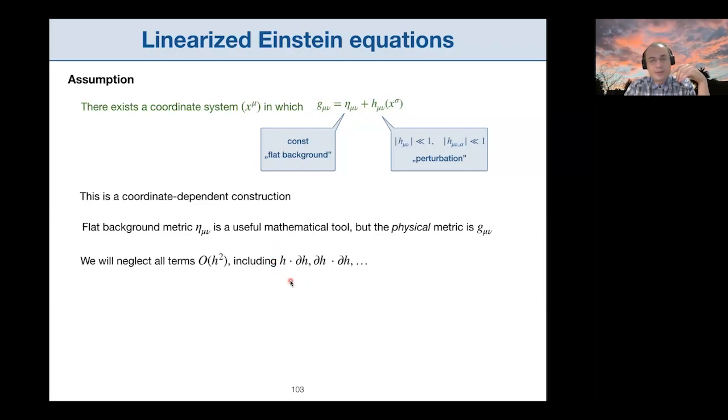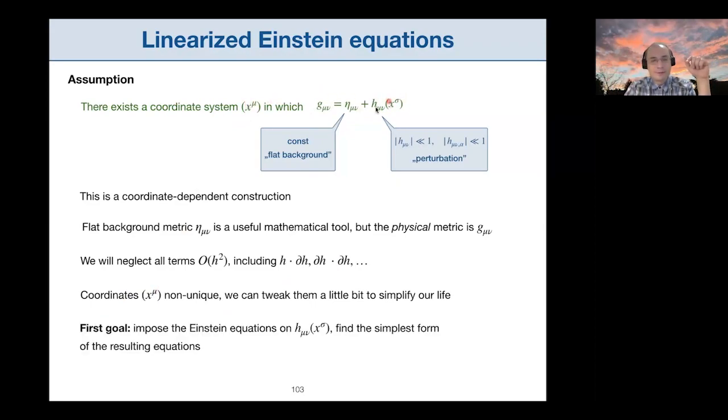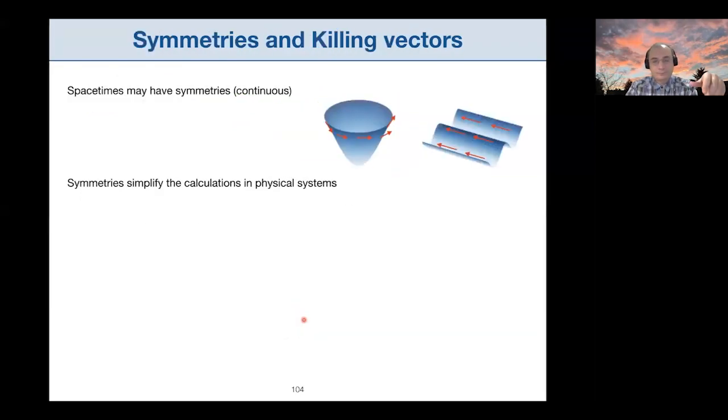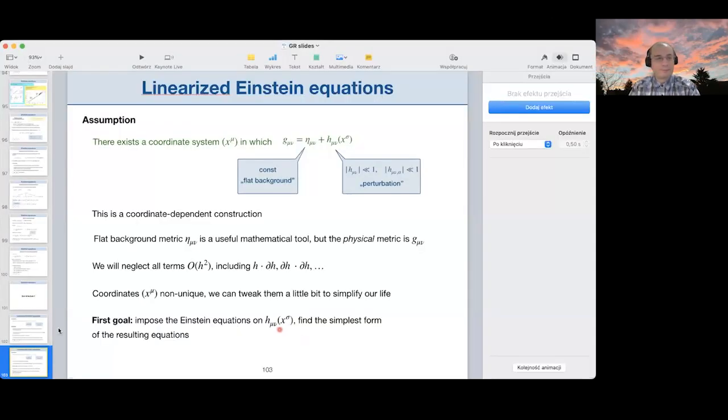In the calculations, the plan is to neglect all quadratic terms in h or dh. The coordinates in which we're looking at the system are not unique. It is possible to tweak them a little bit while keeping this form of the metric. The goal is to impose the Einstein equations on h and find the simplest possible form of these equations. This is not that trivial. You have to know how to do it in order to do it effectively. Okay, we will do it on the blackboard.